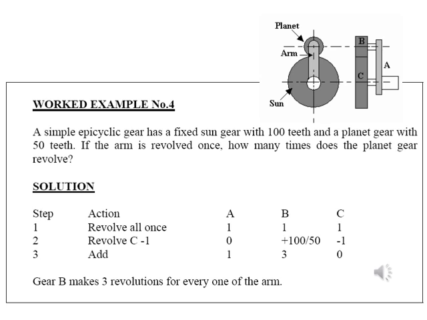Add the two rows of the first step and second step so that you get in column A, 1 plus 0 is equivalent to 1. Column B, 1 plus 2, from 100 divided by 50, is equivalent to 3. And C is 1 plus minus 1, which is equivalent to 0. So that means gear B makes 3 revolutions for every one revolution of the arm.